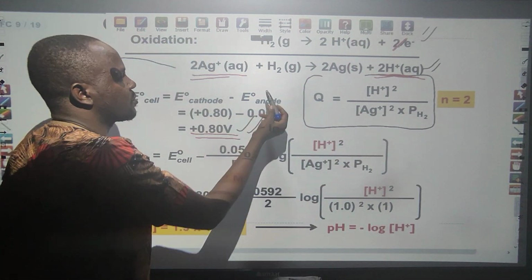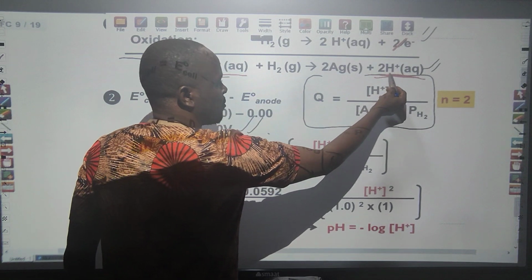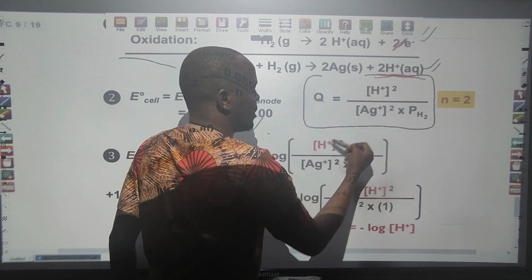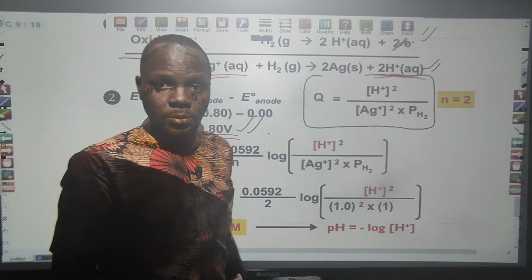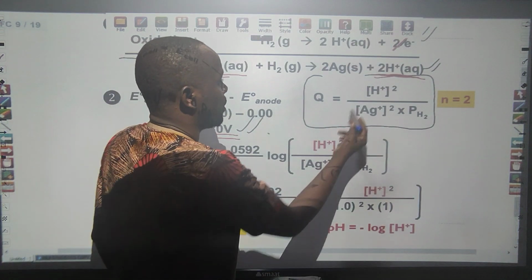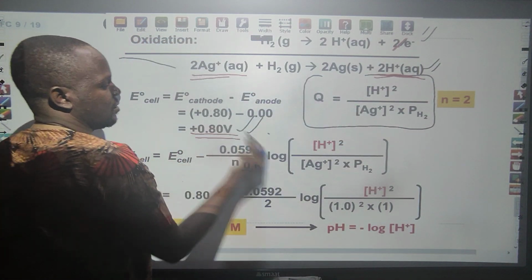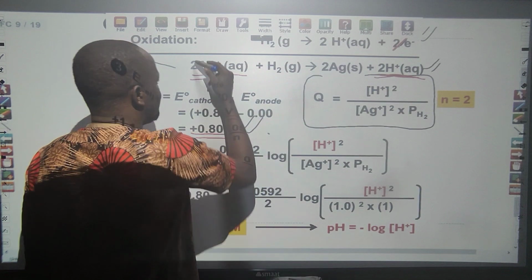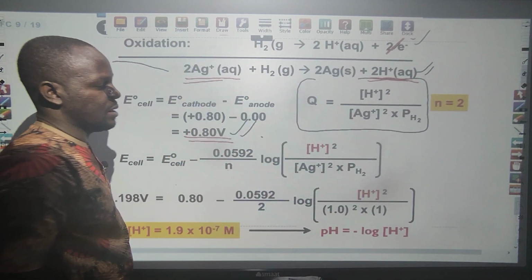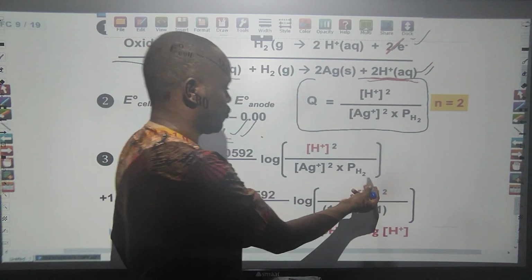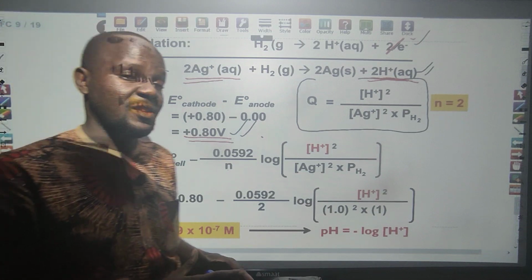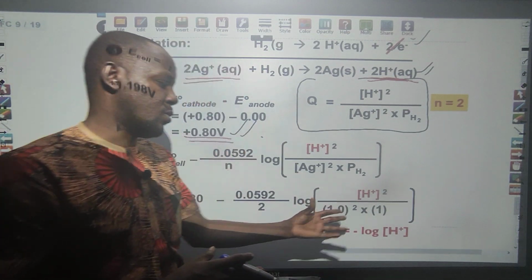How did I get H plus raised to power 2? Look at this. You must have the knowledge of equilibrium constant. You can see the stoichiometric coefficient here. We bring it to the top. I hope you still remember that from your knowledge of equilibrium constant. And about this reactant, you can see it is Ag plus, then this stoichiometric coefficient will also come forward here, multiplied by pH2. Now, pH2 is for the platinum electrode that was used, which is taken to be 1.